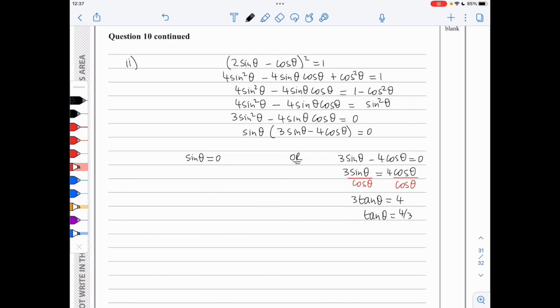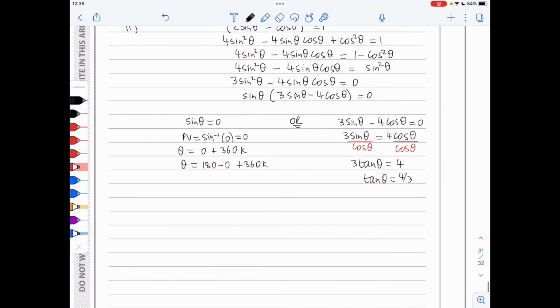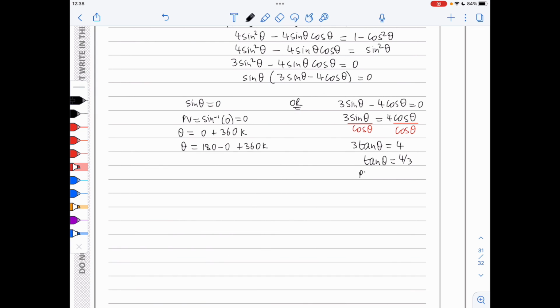And I'm now ready to solve the given trigonometric equations. For sine of theta is 0, the principal value is shift sine of 0, which is just 0. So theta is 0 plus 360k, or theta is 180 minus 0 plus 360k. Whereas for tan theta is 4 over 3, my principal value is shift tan of 4 over 3, which is 53.130.